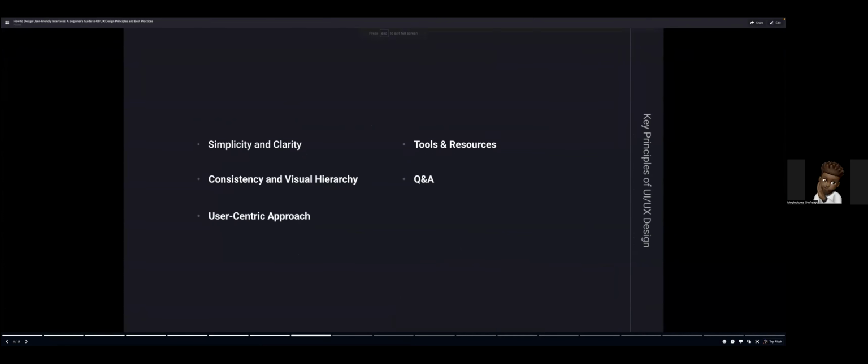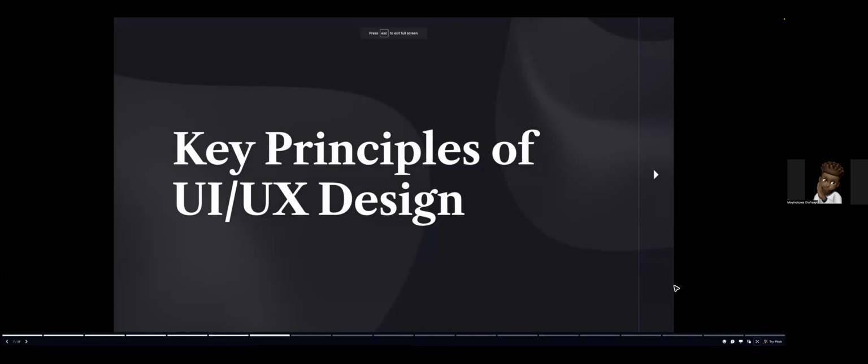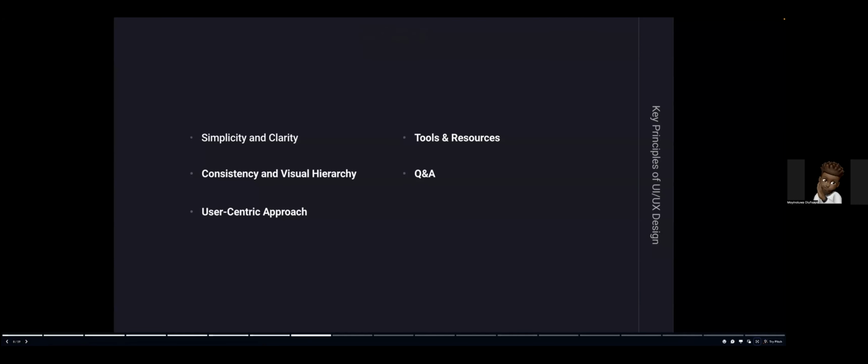So we have some key principles of design itself. Key principles of UI/UX design. We have simplicity and clarity. We have consistency and visual hierarchy. Then we have the user-centric approach. Ignore the tools and resources I included here. It's probably a mistake that I omitted.